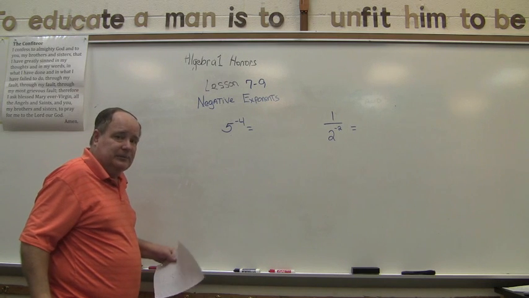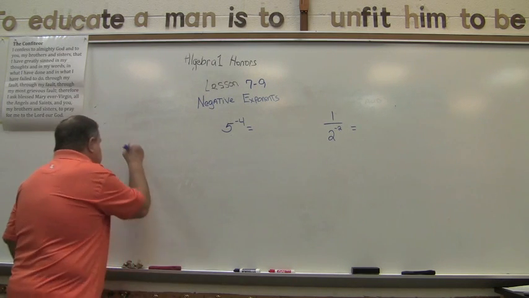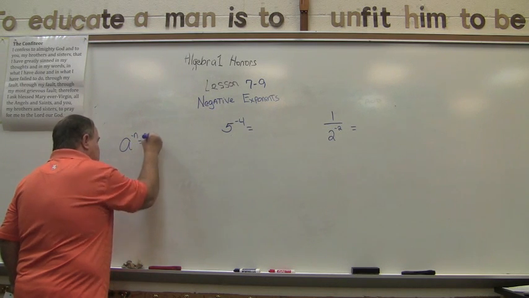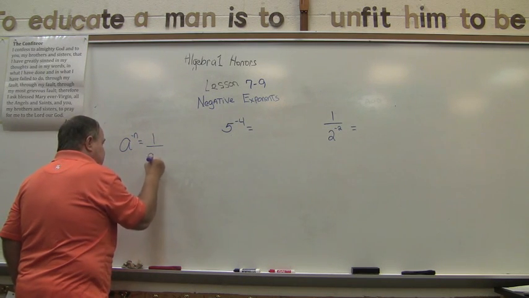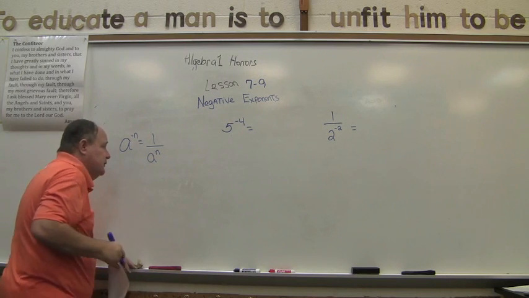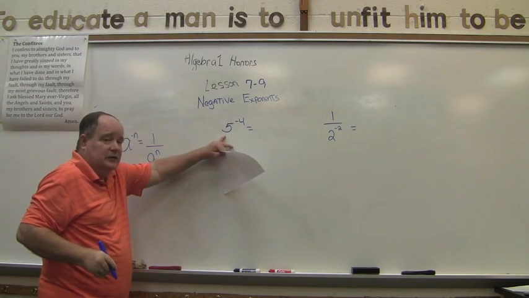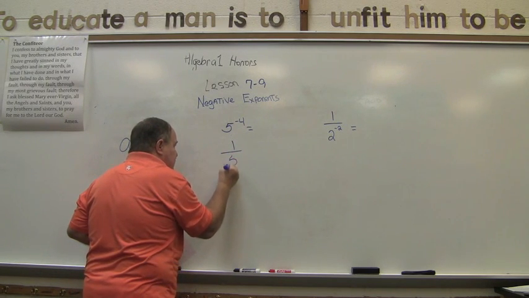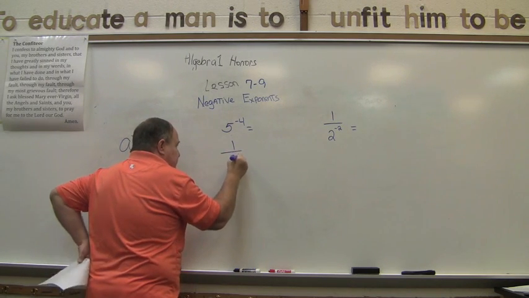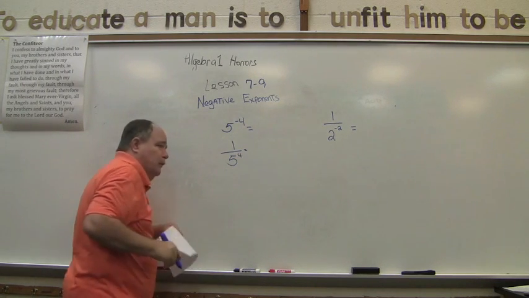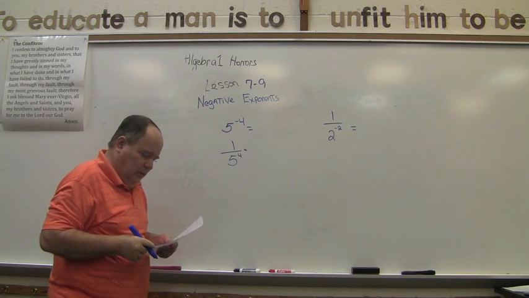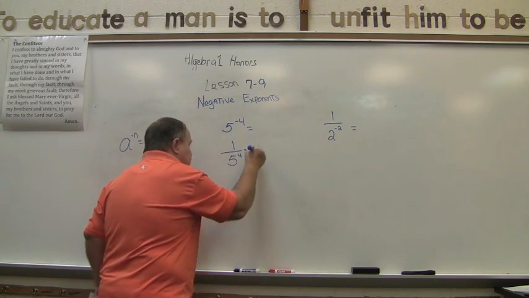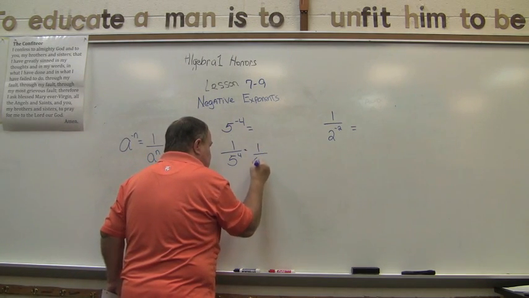But if we follow our simple rule, which was this, a to the negative n power equals 1 over a to the n power, we change our signs. We can easily do this. If I take the reciprocal of 5, it's going to be 1 over 5, and I change my power sign to the fourth. I'm going to have 1 over 5 to the fourth power, which actually comes out to be 1 over 625. That's a big number.